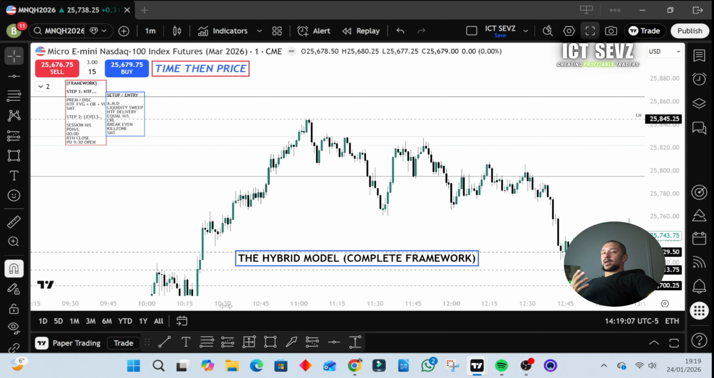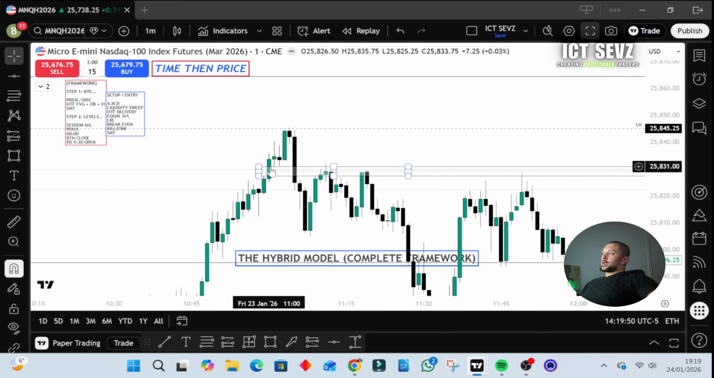I trade the 1 minute. I've just found that works best for me. I am looking for a 1 minute inversion fair value gap. And what do we have right here? There's your 1 minute IFVG.